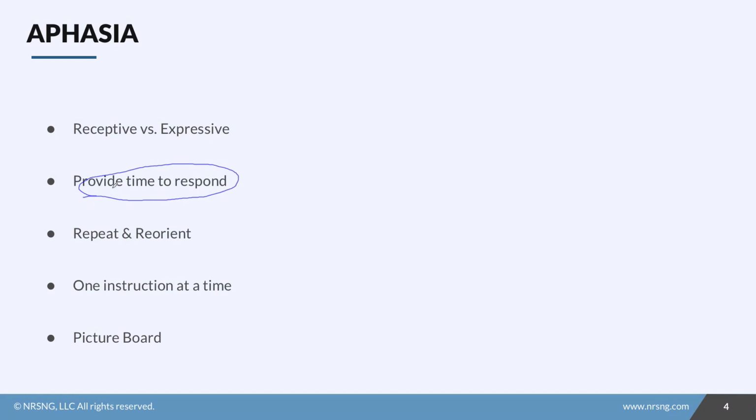We also want to reorient them to person, place, and time, but also names very often. So we might have to remind them, like, hey, this is a pen, simple things like that. Or, my name is John, I'm your nurse. And you might have to say that every time you go in the room. My name is John, I'm your nurse, okay? And just taking it a little bit slower with these patients. And that can be hard. But I've had a lot of experience, you have to sit with these patients and take your time, only providing one instruction at a time.